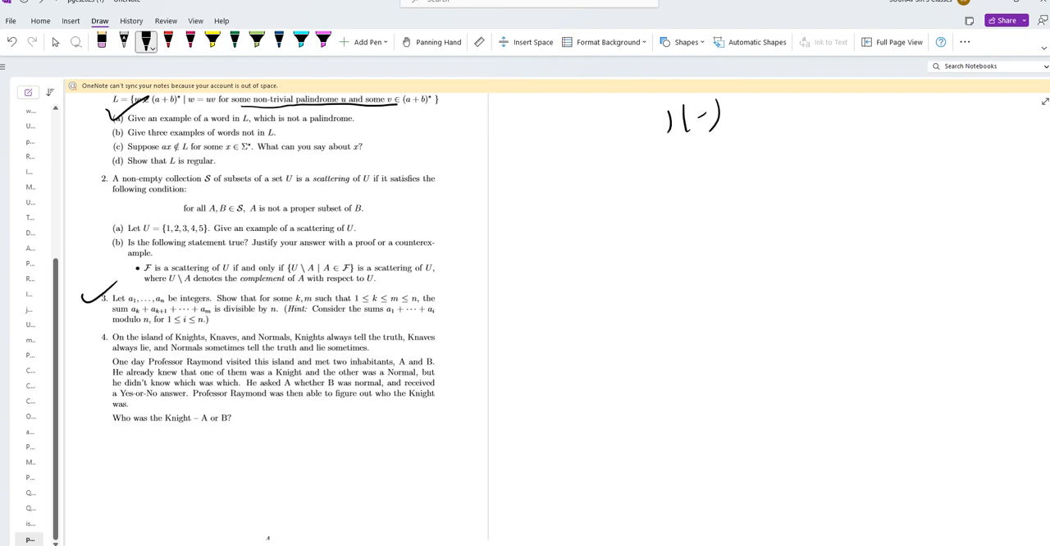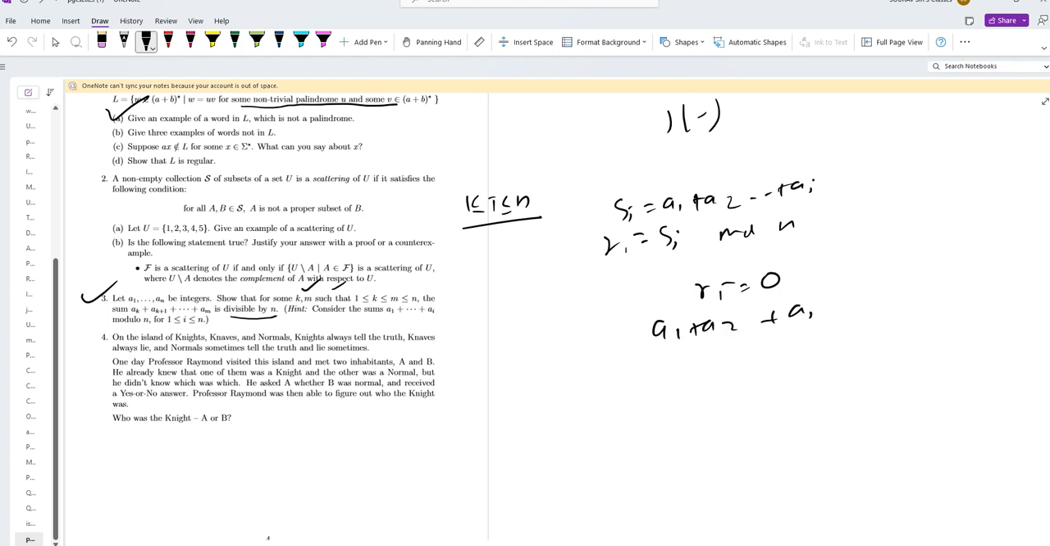The third question: given integers a1 to an, we have to show there exist integers k and m such that the product ak to am is divisible by n, where 1 ≤ k ≤ m ≤ n. Let Si = a1 a2 ... ai, and let Ri equal Si mod n. If Ri equals 0 for some i, it means that a1 a2 ... ai is divisible by n. We choose k equal to 1, m equal to i.